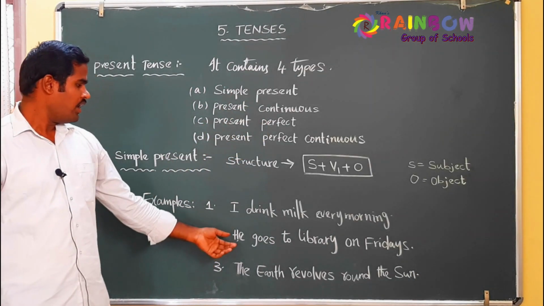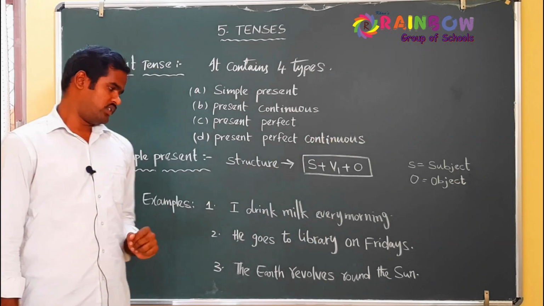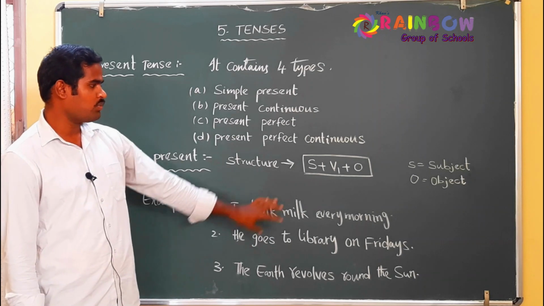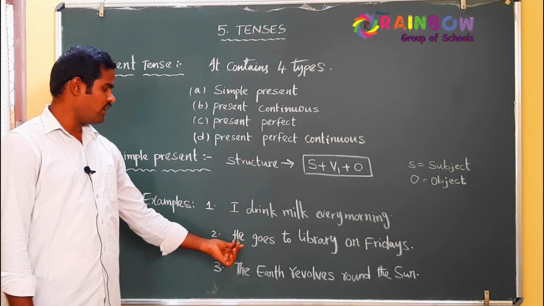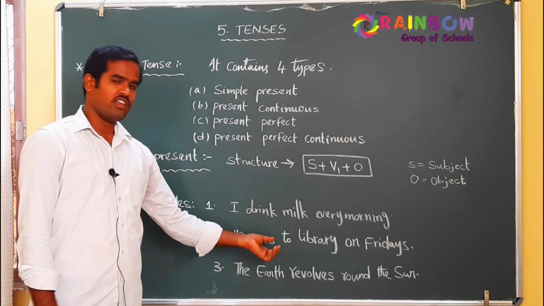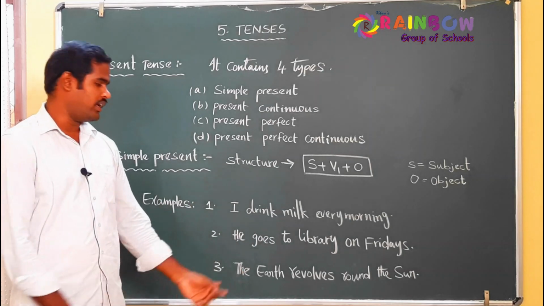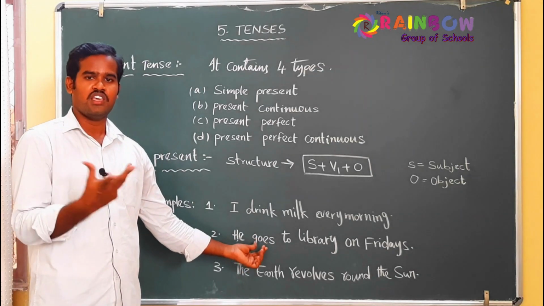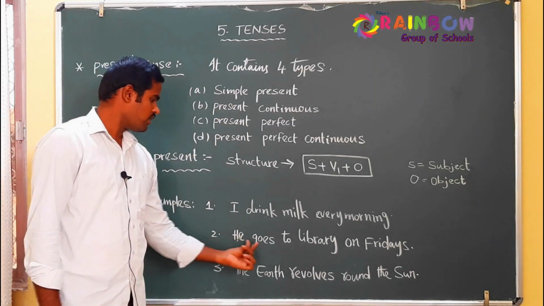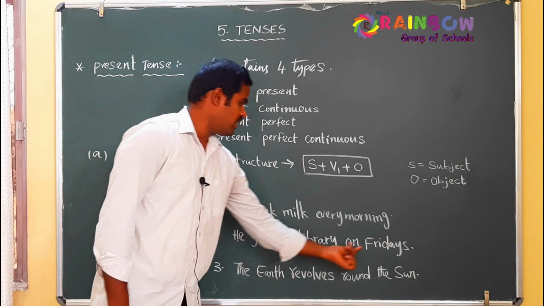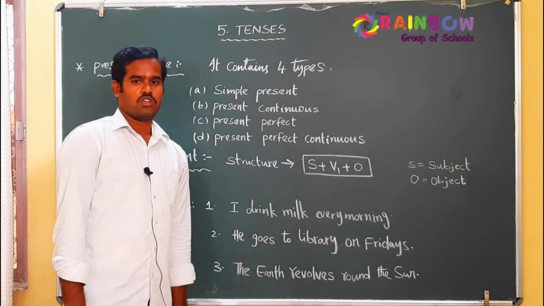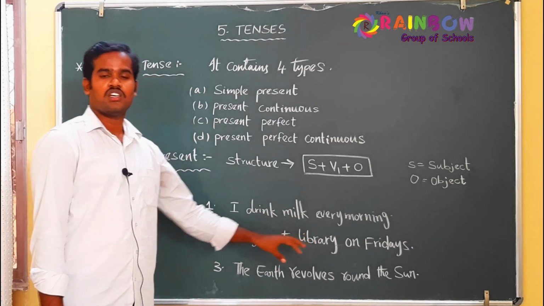Coming to the second example, he goes to library on Fridays. Observe the structure here now, because I have written these statements based on the structures. Coming to he, it is the subject, and goes, it is V1. If you add S or ES to V1, it is also V1 only. Actually go is V1, but after adding ES also it becomes V1, but not V2, V3 or anything else. So he is the subject, goes is V1, and the remaining part of the sentence is known as object. So subject, V1, object.